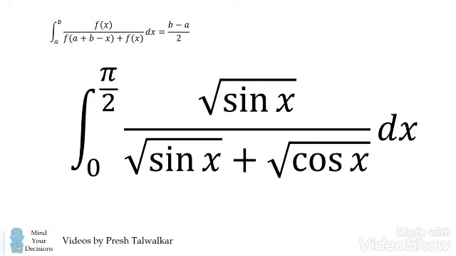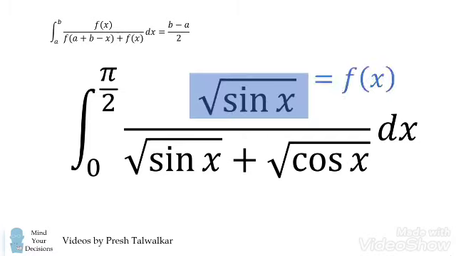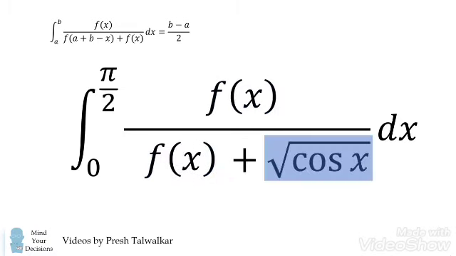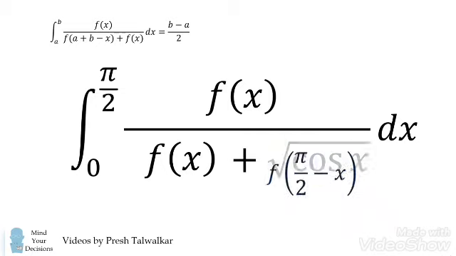Let's consider this next integral. It again fits this formula, but it's a little bit trickier to see. Let's write f of x is equal to the square root of sine of x. We have that in the numerator and the denominator. What about the square root of cosine of x? Well, if you think about it, this is exactly equal to f of pi over 2 minus x.